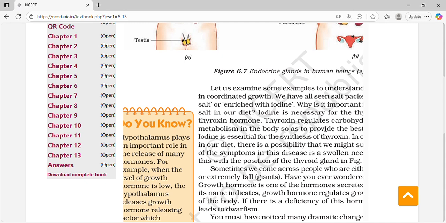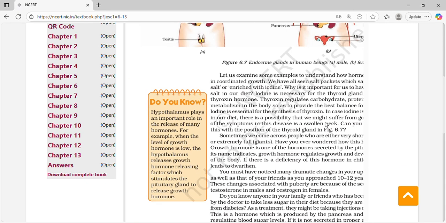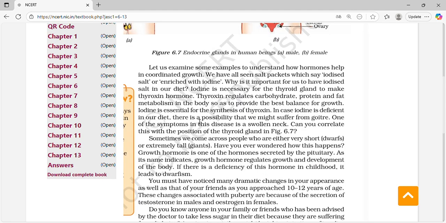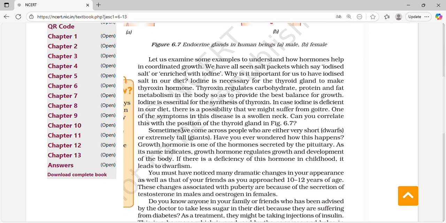Thyroxine hormone regulates carbohydrate, protein, and fat metabolism in the body, so as to provide the best balance for growth. Iodine is essential for synthesis of thyroxine. If iodine is deficient in the diet, we might suffer from goiter disease.